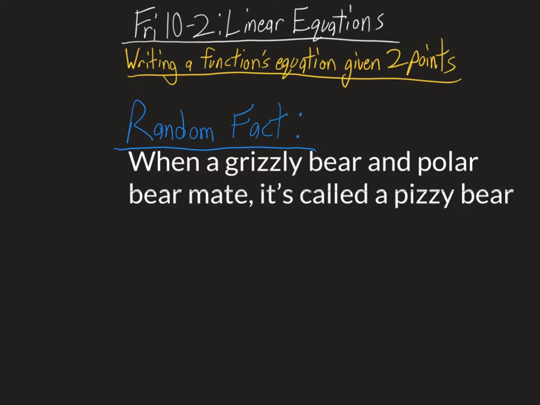More linear equations. Today we're looking at writing a function's equation given 2 points. So yesterday we learned how to find the slope of that equation from given 2 points. Now we're going to finish and write the whole equation, which means we need to get the y-intercept. That's the missing piece. So you learned how to subtract the values of your 2 points yesterday. Today we'll need to find that y-intercept, and then you can write your equation from that.